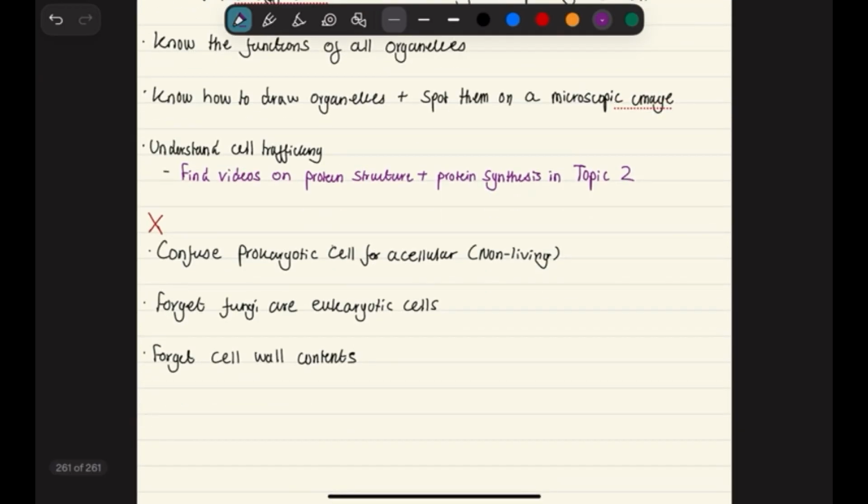Now, what do we not do? A lot of people think that prokaryotic cells and acellular are the same. They're not, right? So prokaryotic cells are still living, so they're not acellular. Also, fungi as eukaryotic cells, it's just commonly forgotten. Just remember, fungi are eukaryotic cells. And the cell wall contents, this is just what I'm talking about. Cellulose for plants, chitin for fungi, and peptidoglycan for bacteria. Just remember those, you'll be fine.